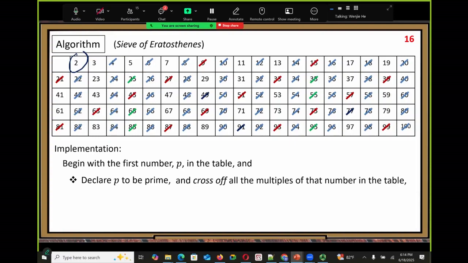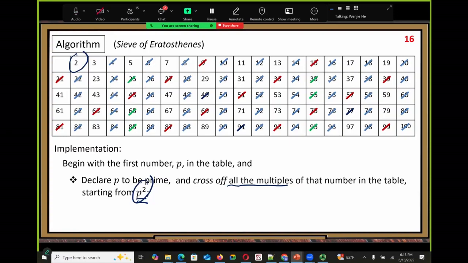We do not cross off p itself, we keep p, only all the other multiples. Some students may argue p itself is also a multiple of p, so that's why I said non-trivial multiples, starting from p squared. In this way, you don't have that confusion, because the starting point you can jump to is p squared.